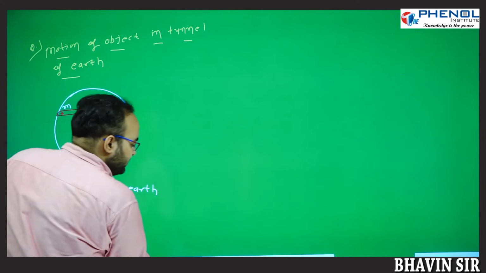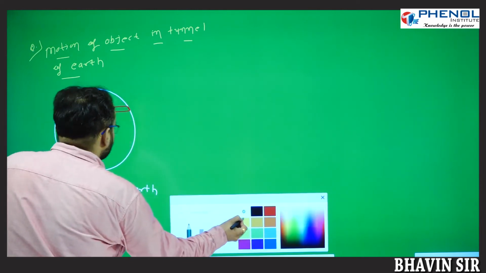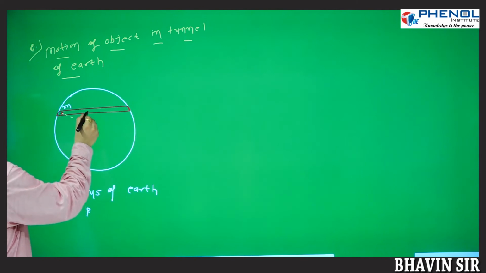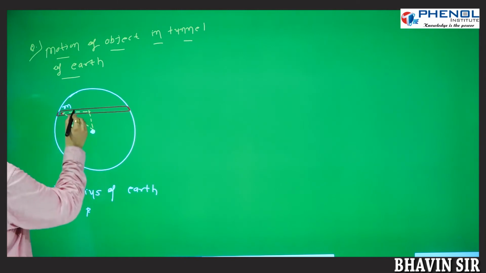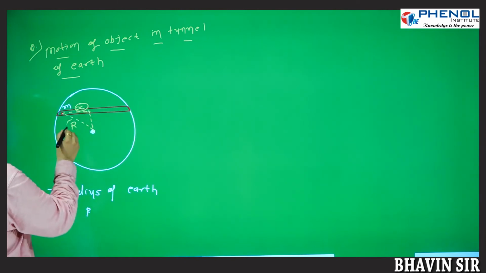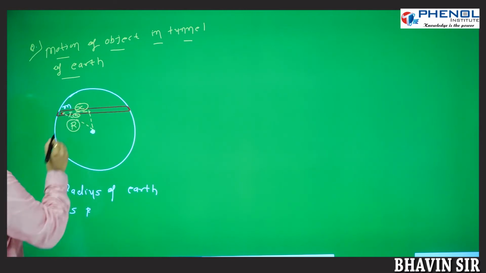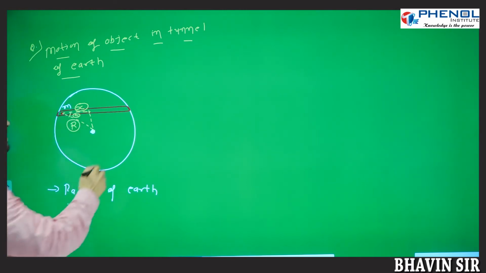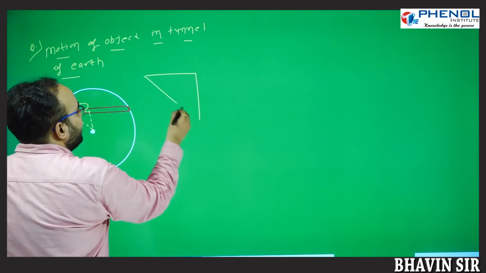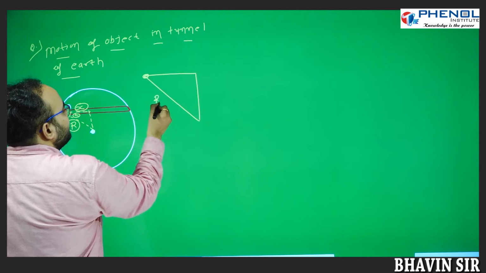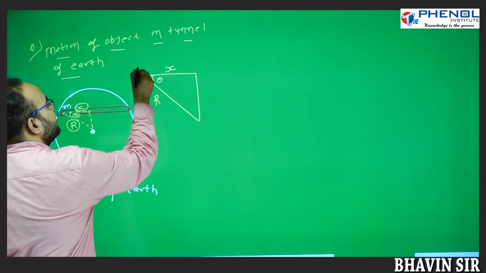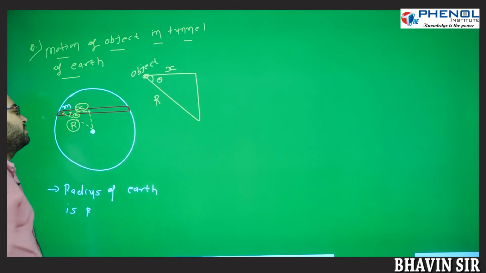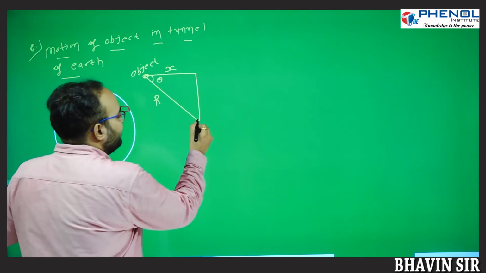Okay, so first see, suppose this is r, the radius of the earth, this is x, the displacement, and this is the angle theta. Let me draw the diagram for you. Here is the object, this is the displacement in the tunnel, this is x, and this is theta. Chalo, so very easy students. See, this is the center of the earth.